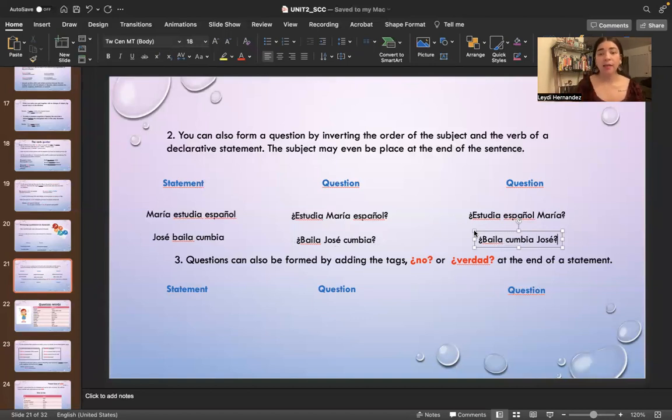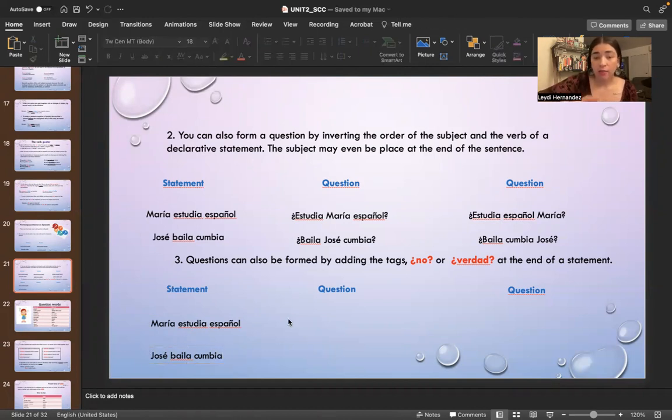Okay. And the last way of making questions is by adding tags. So we have a statement. Let's work with the same ones. We have María estudia español and José baila cumbia. So José dances cumbia. Now, to make it a question, we just keep the same statement, but we just add a tag at the end, the question tag.